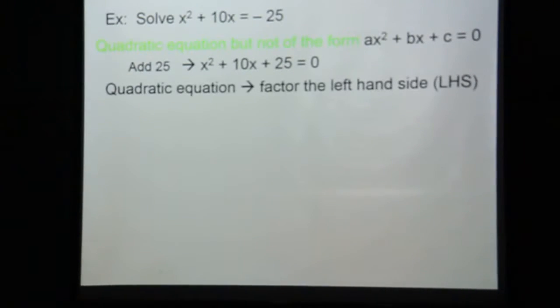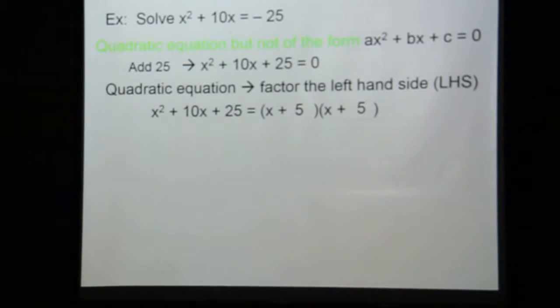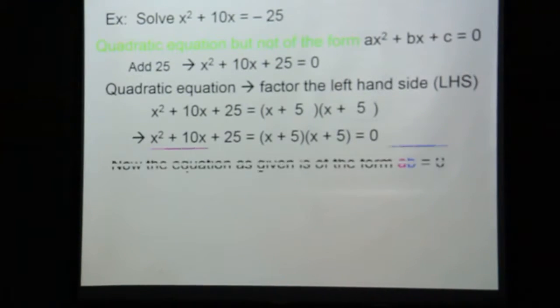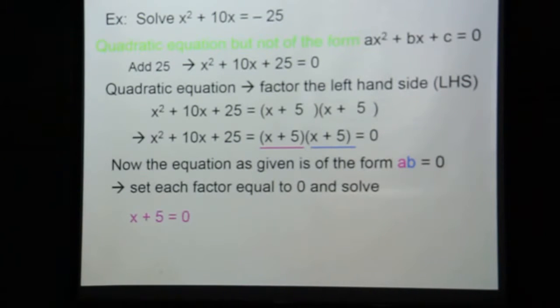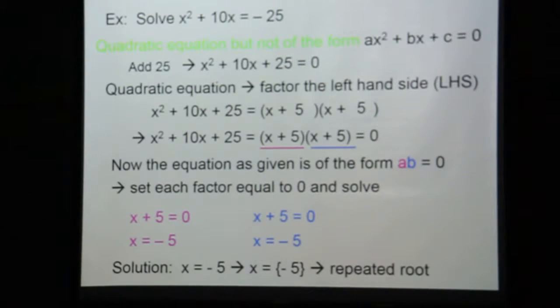So again, a equals 1, so this one should factor easily. And you get x plus 5, x plus 5. This is a perfect square trinomial. So we're going to set each of those equal to 0. And you notice that you get the same answer. So x plus 5 equals 0, we get x equals negative 5. And here, we get x equals negative 5.